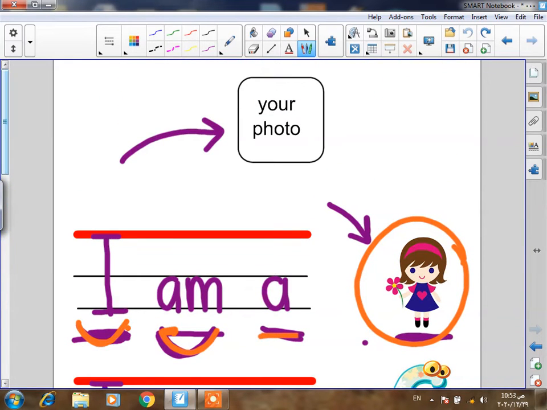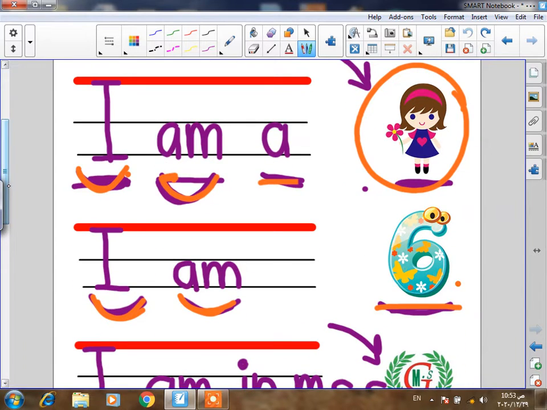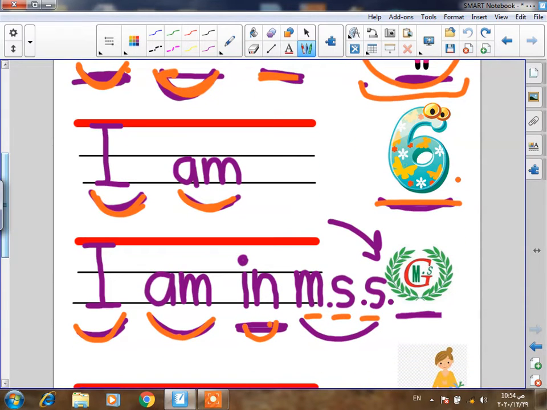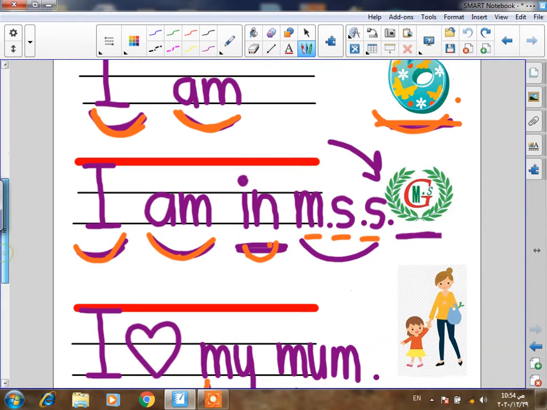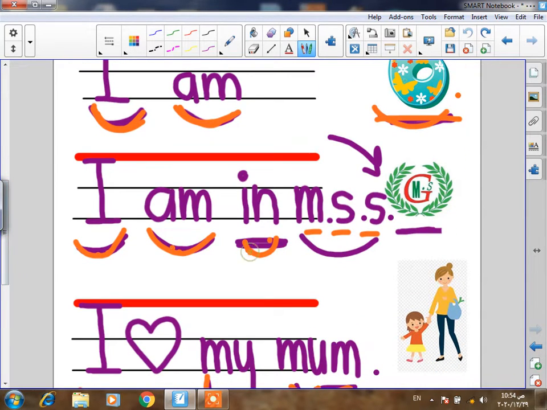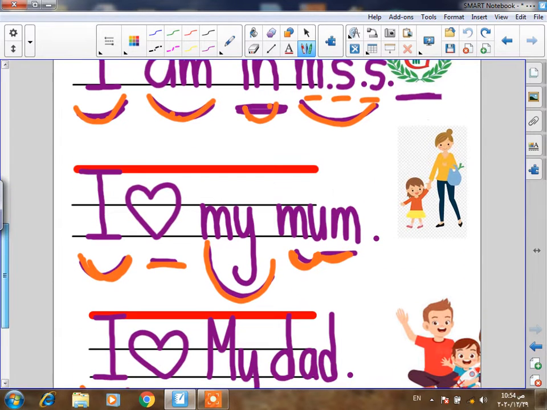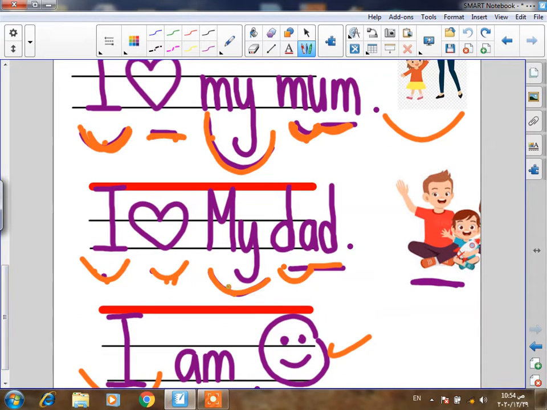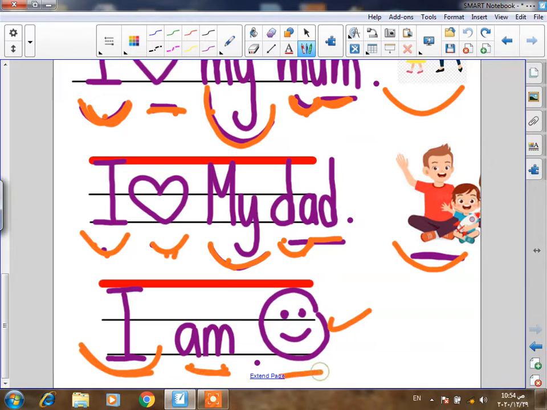You will put your picture in your activity copybook. You will write I am and put a picture of a boy if you are a boy, or a girl if you are a girl. You will write I am and put the number. If you are 6, write 6. If you are 5, write 5. You will write I am in my friend's school. I love my mom. Don't forget the picture. I love my dad. I am happy. And we have finished. Okay, kg1?